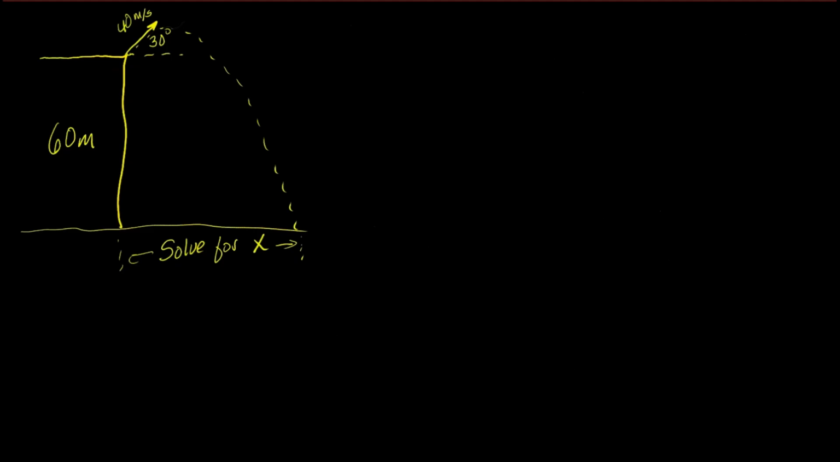For the next problem, I have a cliff that is 60 meters high, with an object propelled from the cliff at 40 meters per second at an angle of elevation of 30 degrees. Let's solve for x, or the range.